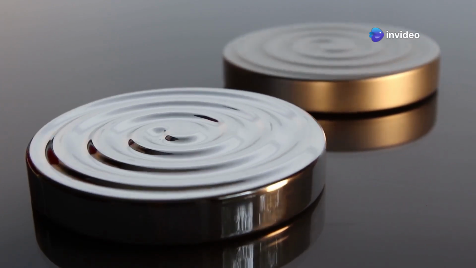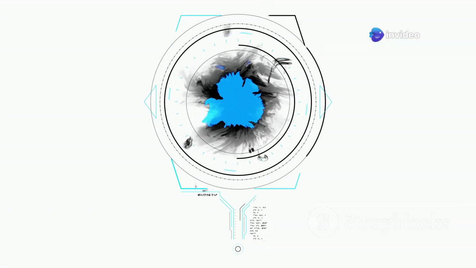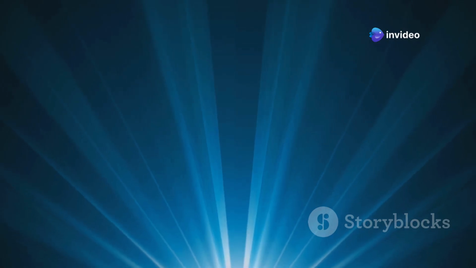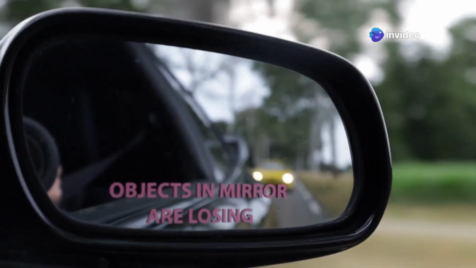Spherical mirrors are curved. They can be either concave or convex. Concave mirrors converge light rays while convex mirrors diverge them. Concave mirrors can create real or virtual images. Real images form in front of the mirror. Virtual images appear behind it. Convex mirrors always produce virtual, upright, and diminished images.